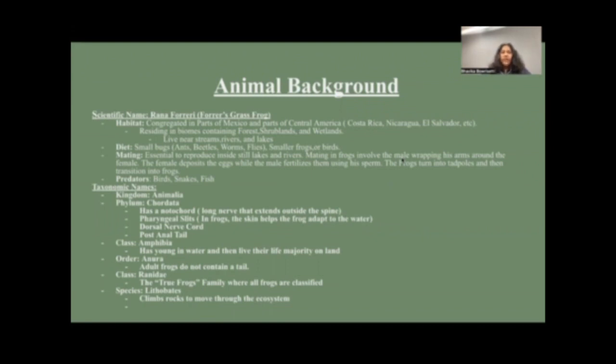To describe the animal I'm talking about, the scientific name for the animal is Rana forreri, also known as Lithobates forreri, or as commonly known, the forest grass frog. Their habitat is mainly concentrated in parts of Mexico and parts of Central America. The main areas, to name a short list, are Costa Rica, Nicaragua, El Salvador, and many other places.